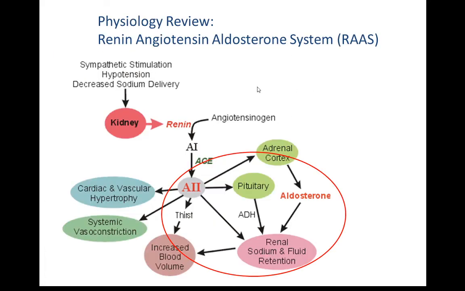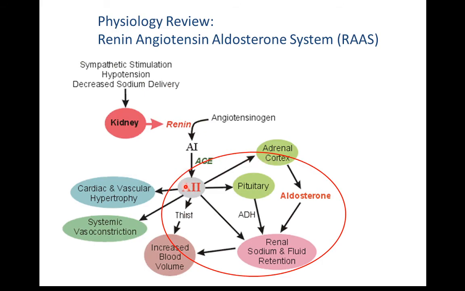And this is just a slide that will review the renin-angiotensin-aldosterone system. As I said, you're going to have to know this in this course very well, inside, outside, outwards, backwards. So there are 3 mechanisms in this pathway that focus on sodium retention.